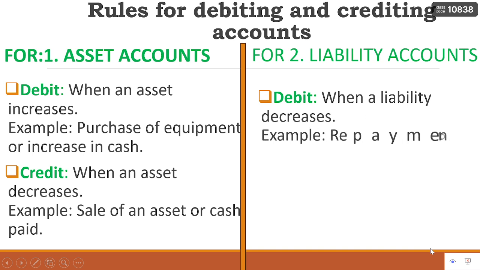Two, liability accounts. You debit when a liability is decreasing and credit when a liability is increasing.